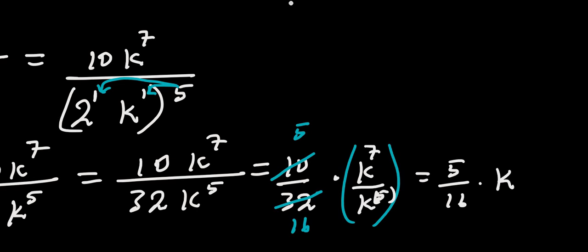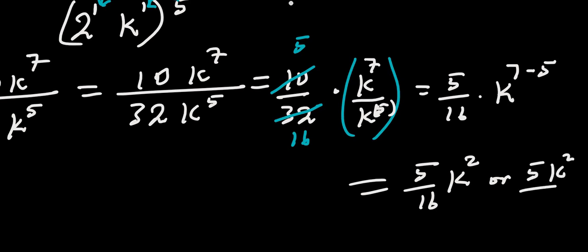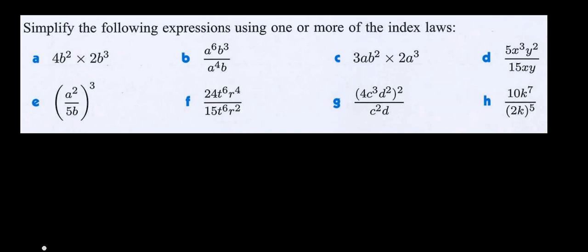So just write k here, 7 minus 5, and this will be equal to 5 over 16 k squared. Okay, so you can end it here or just simply write it as 5 times k squared over 16. Final answer to this question. I hope this makes some sense. All right, so that was the last question in this set. So let's quickly move on to the next.